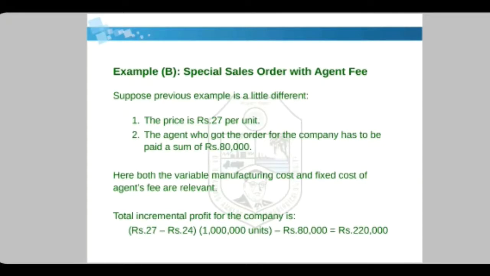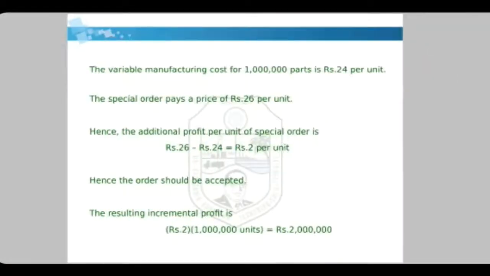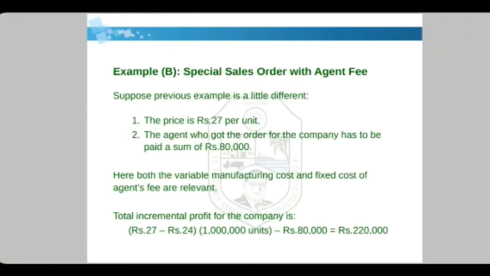Now in this case, the total incremental profit for the company is rupees 27, that is the price they are offering, minus rupees 24, that is variable manufacturing cost, into the number of units, minus 80,000. 80,000 is fixed cost, that is the agent's fee. So that will be 2,20,000. That will be your incremental profit, right? So incremental profit in this case is this much, and incremental profit in the previous case is this much. So depending on your incremental profit, you will decide whether to accept that special order or not, depending on relevant information.